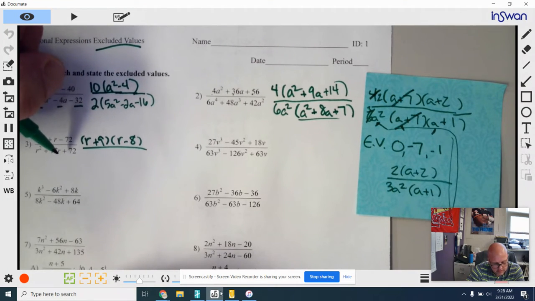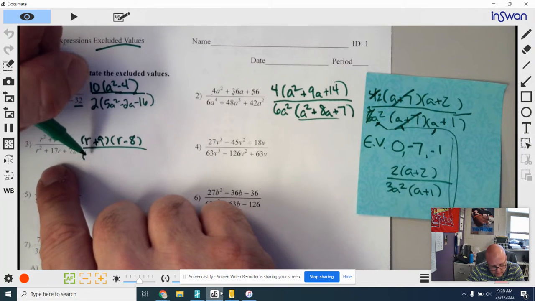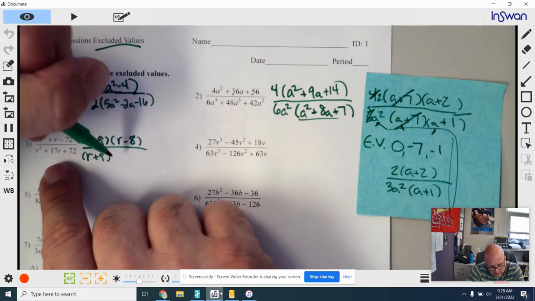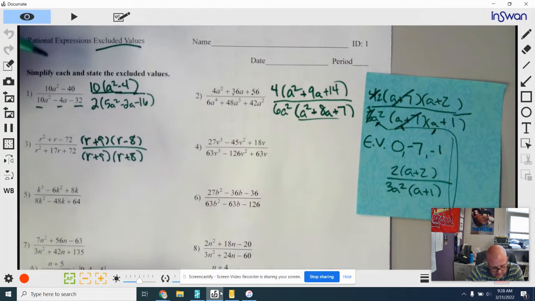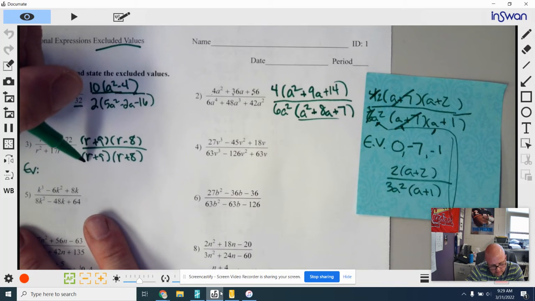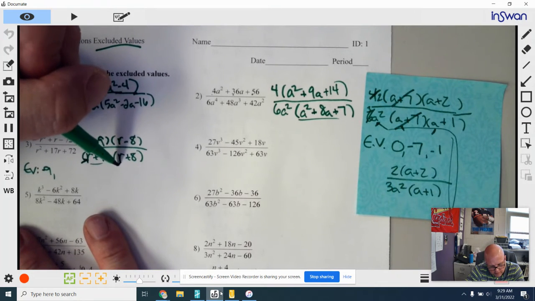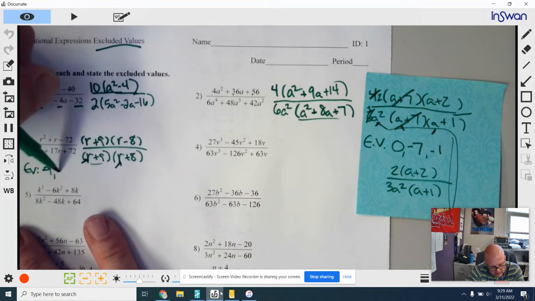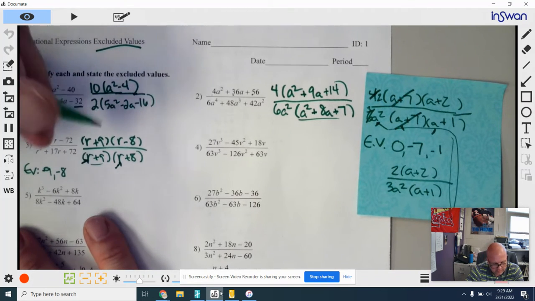On the bottom, almost the same thing, but it adds up to +17. So that's going to be an r plus 9 times an r plus 8. Okay, that's not going to factor any further. So I can go ahead and write down what my excluded values are. To plug in right there to make this equal to 0, that's going to be a -9. And then right here to plug in to make that equal to 0, that's going to be a -8. So my excluded values are -9 and -8.